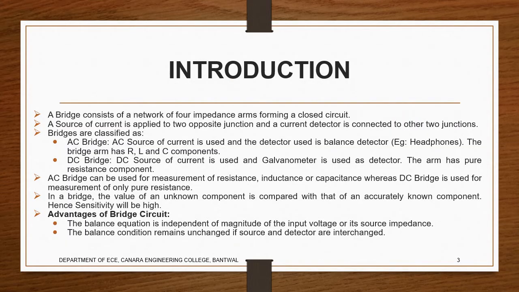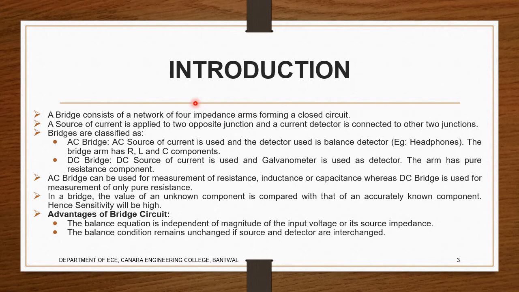At first, the introduction of the bridges. Usually, bridges consist of a network of 4 impedances forming a closed circuit. We'll discuss it when we have a circuit diagram. When a source of current is applied to two opposite junctions, a current detector is connected between the two other junctions. So when we have 4 resistances, two junctions will be used as a source, and the other two junctions can be used as the detector part. We'll discuss it in detail when we have a circuit diagram.